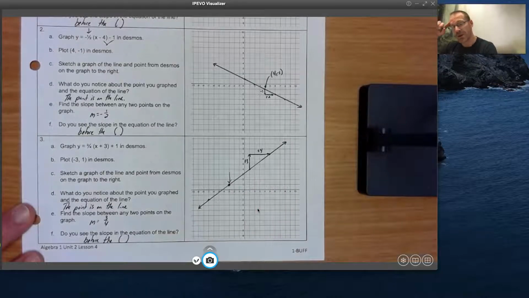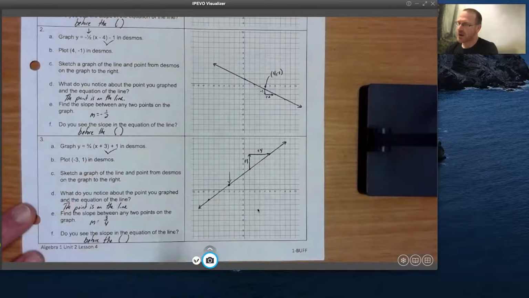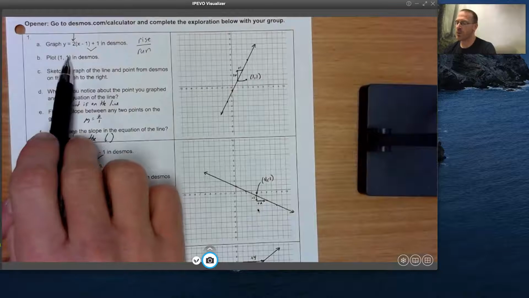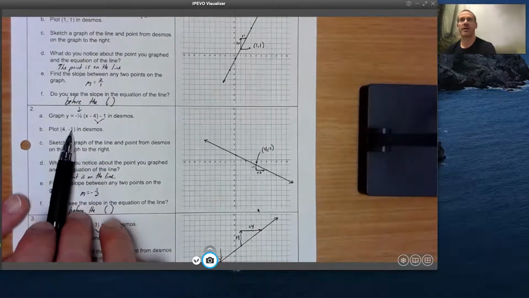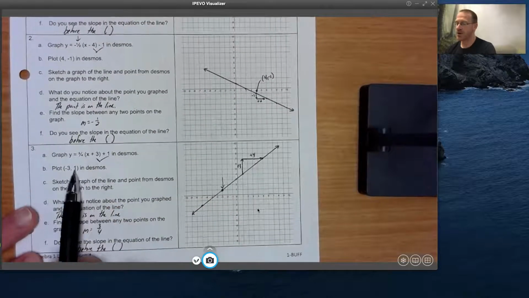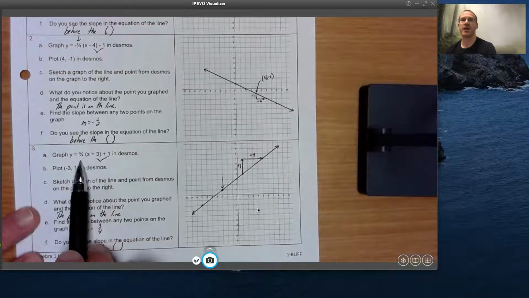Now notice something here. If I go back and look at all my points, my y-coordinate is 1 here, and I see a positive 1 here. My y-coordinate is negative 1 here, and I see negative 1 here. My y-coordinate here is 1, and I see positive 1 here. So it looks like there's a direct correlation between the number out here and this number.